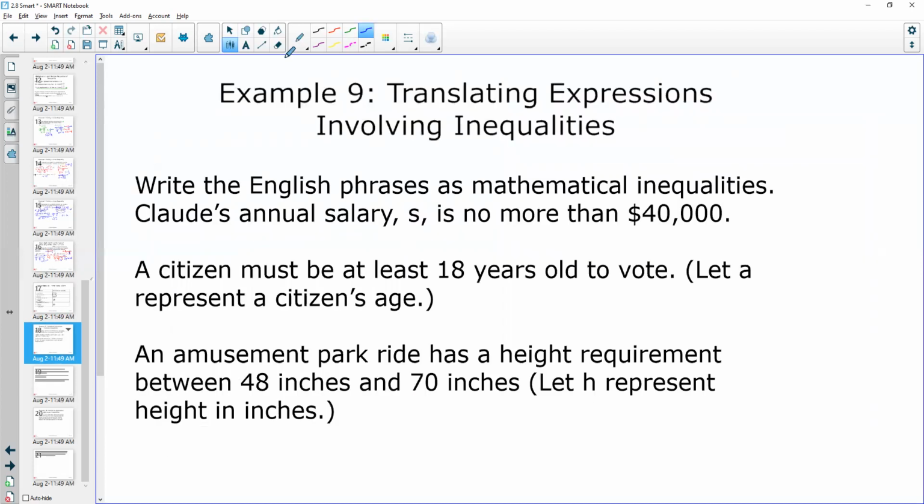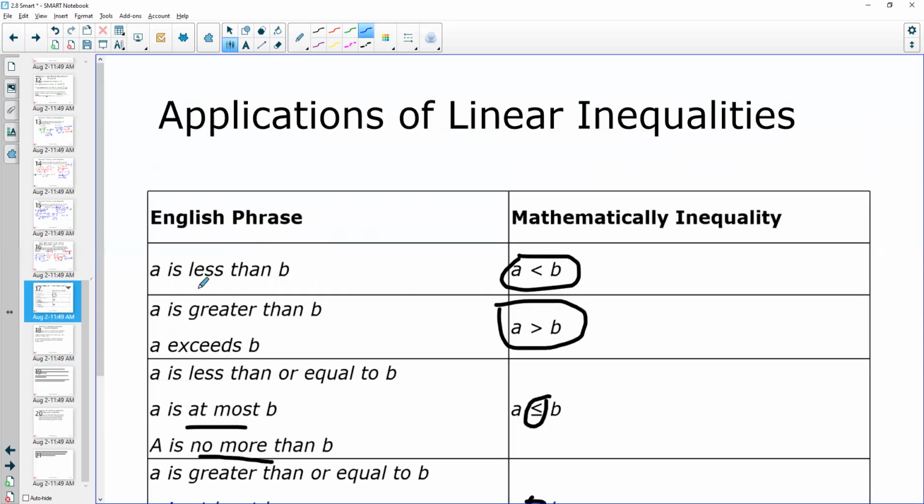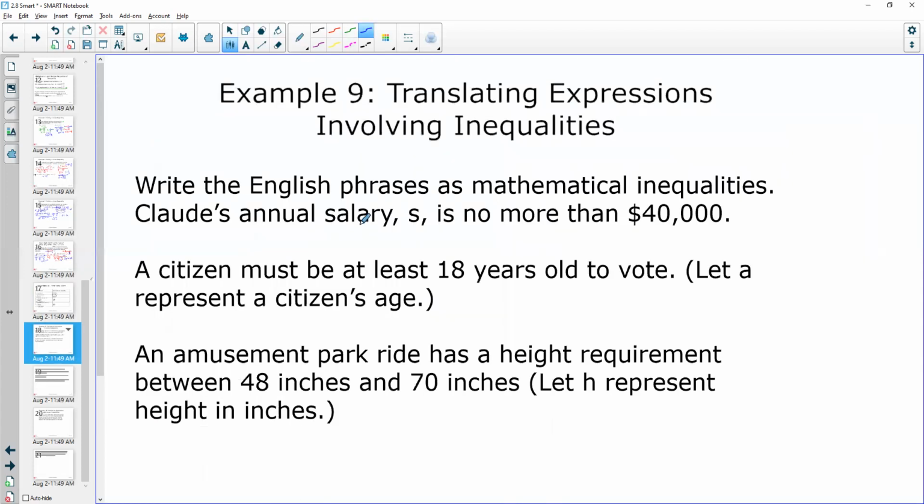Write the English phrases. Claude's annual salary is no more than $40,000. So let's find that. No more than is less than or equal to. So his salary is less than or equal to $40,000. Okay, a citizen must be at least 18 years of age to vote. So A, greater than or equal to 18.